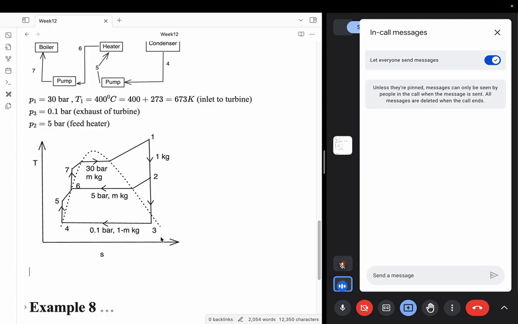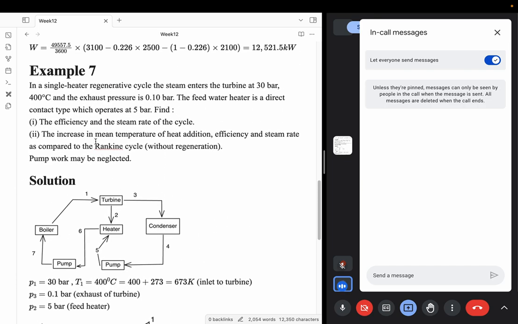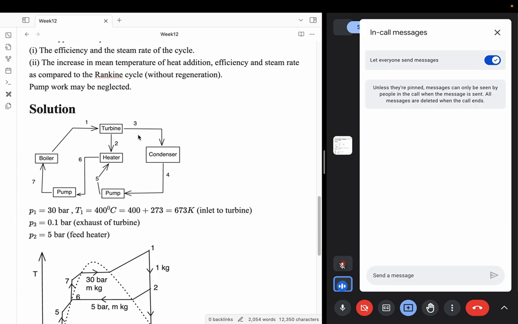Now what we need to do is, the first question asks you to find the efficiency and steam rate. For efficiency, you need to know the enthalpy. Efficiency is work by heat, so in order to calculate work and heat, you need to know the enthalpies. So let us write down the properties from steam tables.